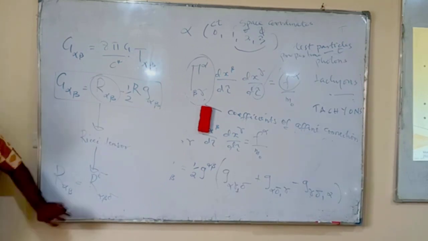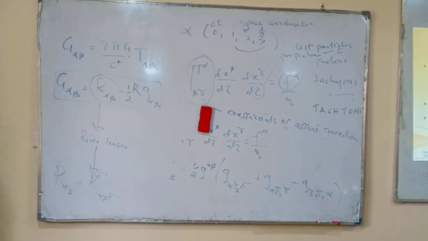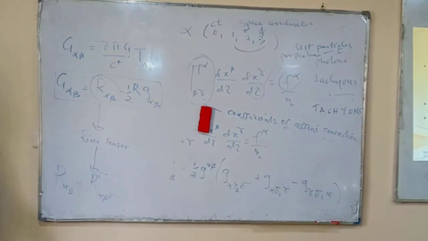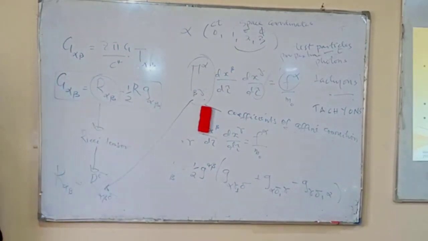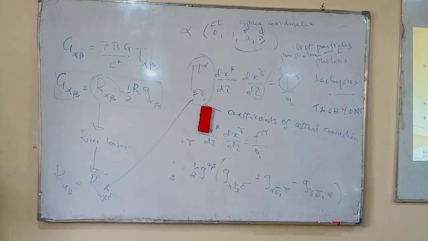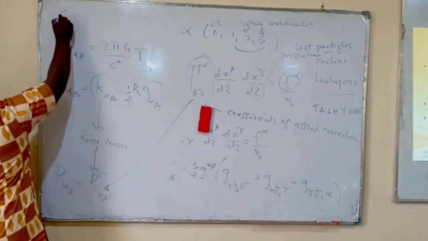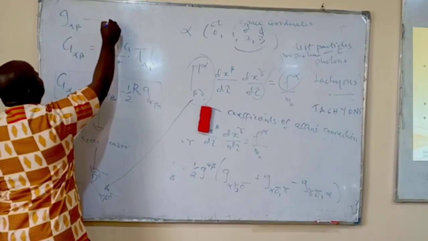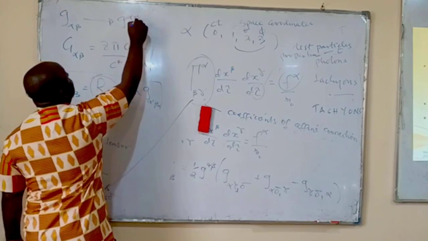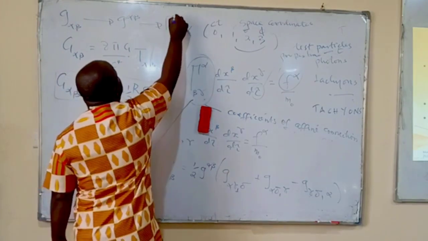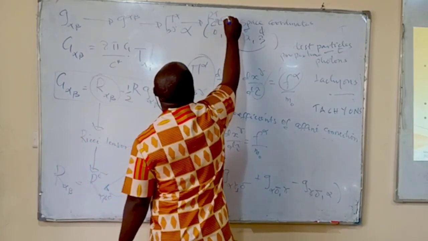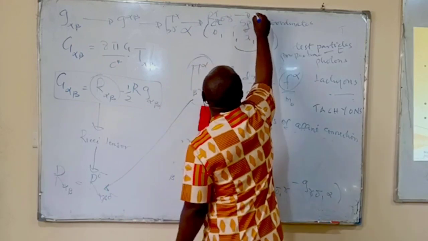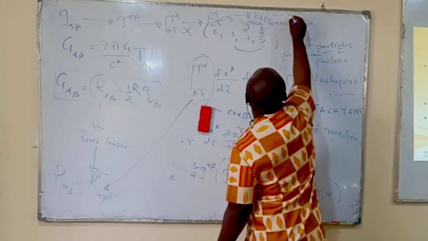Then the question there is, where do you get this one from? You are going to get this one from here. So you can see the route. We started from here. We went to this. We are now going to this. And then from there we are going to this. And then we are ending here.